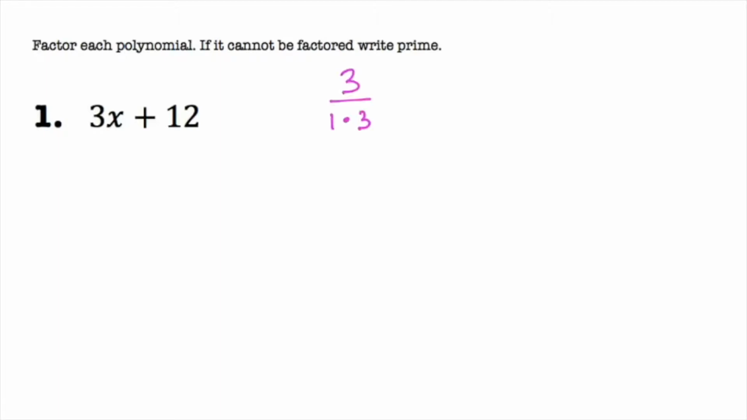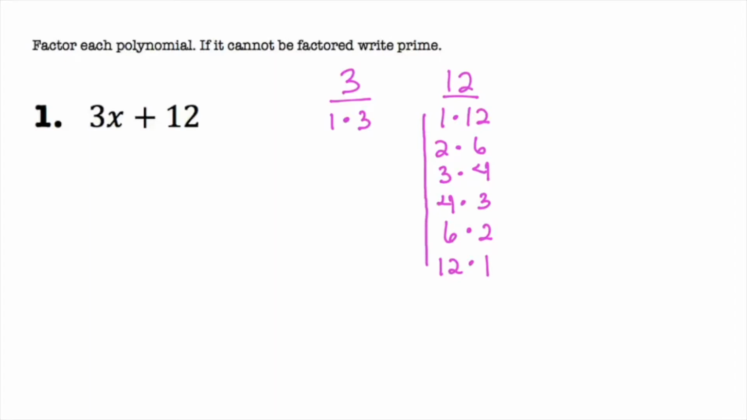So first the coefficient would be 3, and that just is 1 times 3, and then we're going to do the 12, and that would be 1 times 12, 2 times 6, 3 times 4. And you'll notice that I go in consecutive order, so I'm going through and finding 1 times what, 2 times what, 3 times what, and so on, so that you make sure you get them all. And then all you're going to do is try to find the ones that are in common.